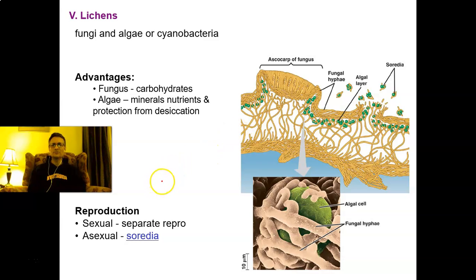Lichens can also reproduce sexually, but in order to do that, each of the two species in the symbiotic relationship has to reproduce on its own. So here we see the ascocarp of a fungus, and the ascocarp is going to produce ascospores inside the asci. Those would have to disperse and reproduce on their own. The individual algal cells would have to disperse and reproduce on their own too, and the two would have to get together to reestablish this symbiotic relationship.